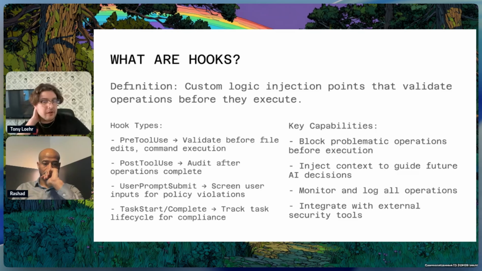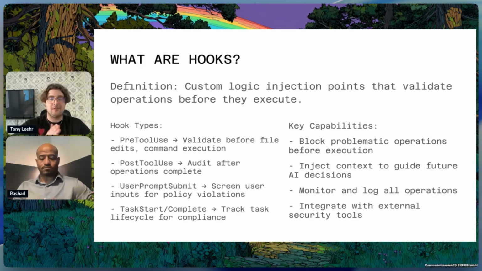And TaskStart and TaskComplete hooks track the entire task lifecycle. The power is that hooks receive detailed JSON input about their operation and can execute arbitrary logic, including calling external systems, and they can even block operations before they cause issues. They can also inject context that guides future AI decisions within all of this.